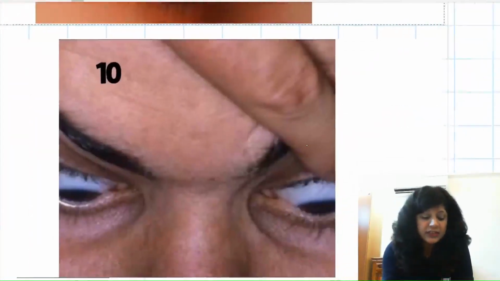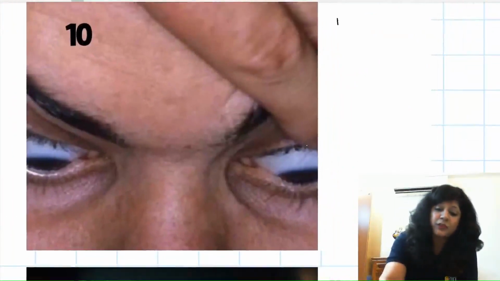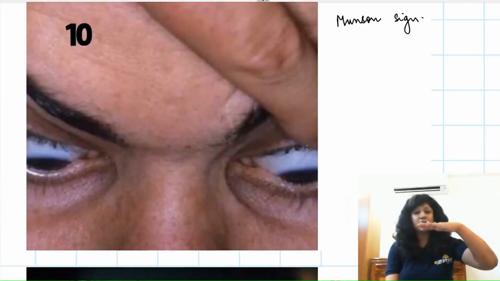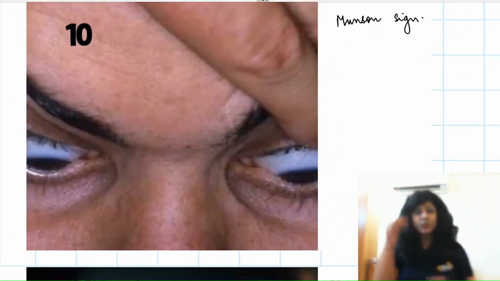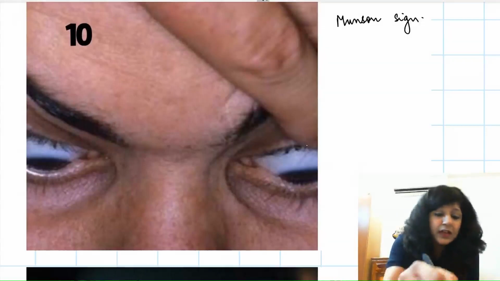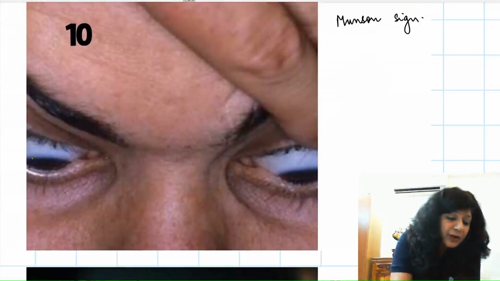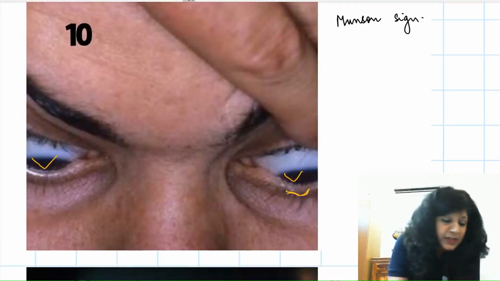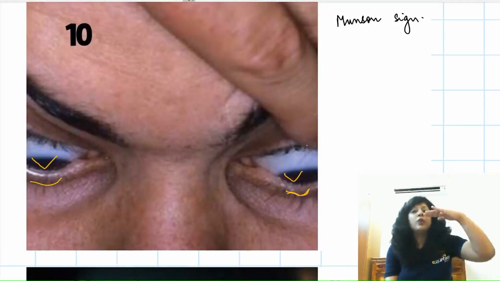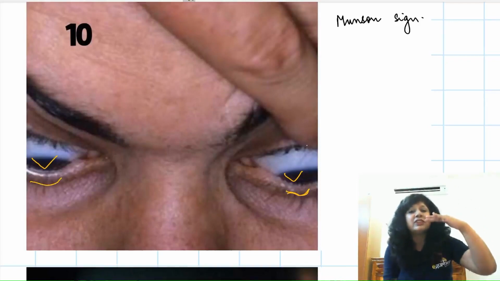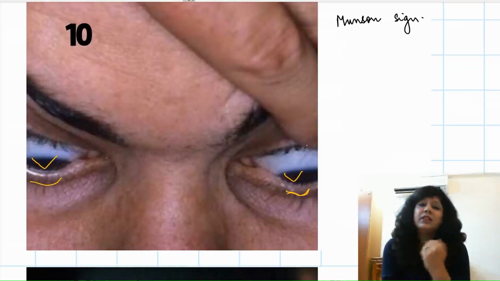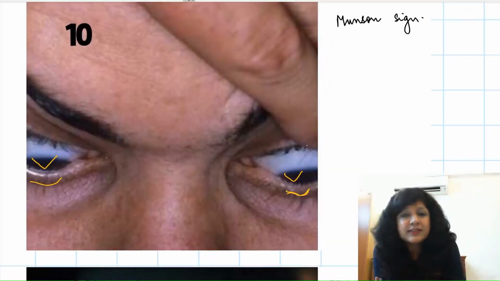Now see, this is a sign which you see in a patient of keratoconus. This is called the Munson sign. Munson sign means, if I ask this patient to look in the downward gaze, the conical part of this cornea will cause the localized bulging of the lower eyelid. The localized bulging of the lower eyelid, which is occurring due to the protrusion by the apex of this conical cornea, is called the Munson sign.